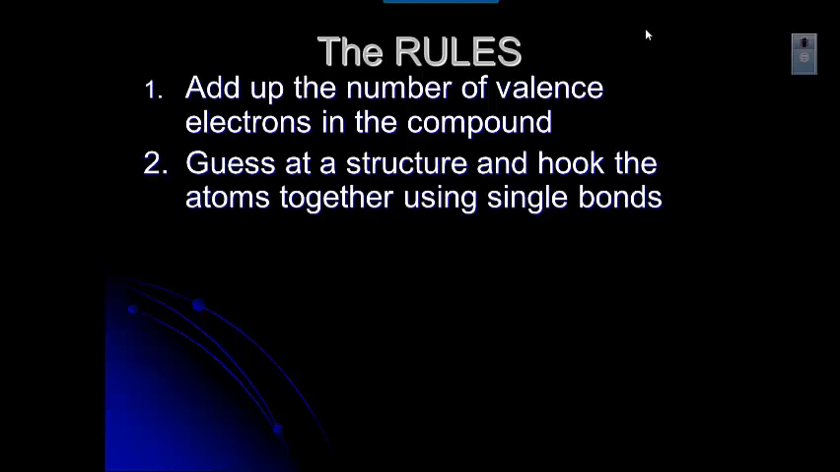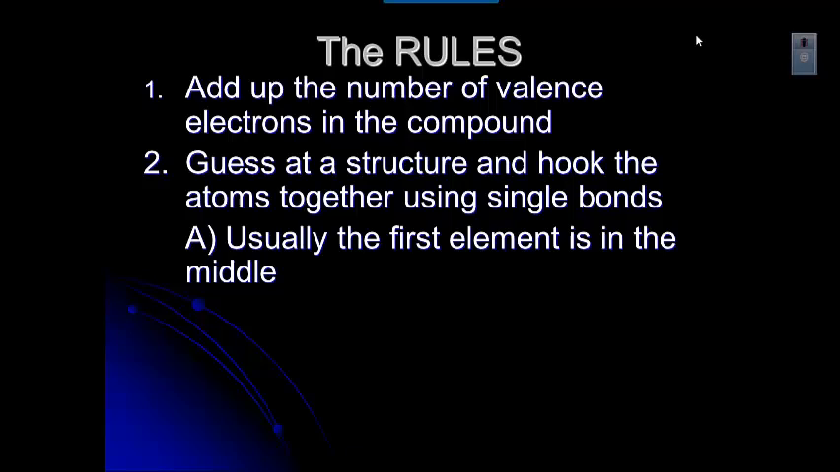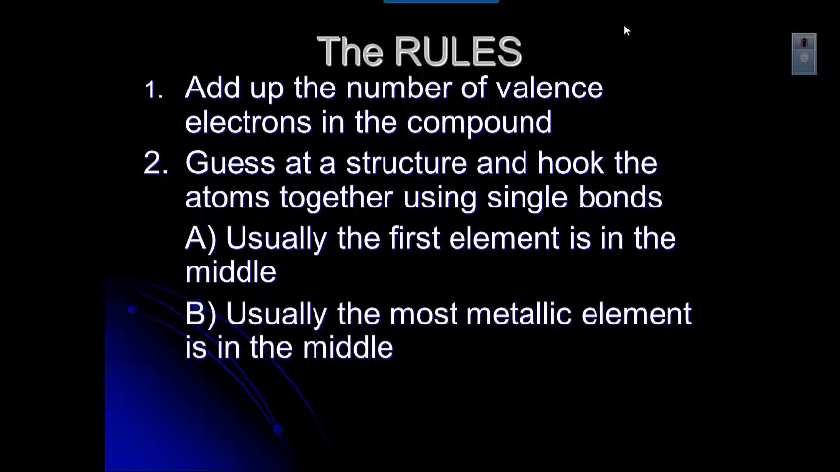We're going to guess at a structure and hook all the atoms together using single bonds. Remember we talked about the fact that a single bond is just a little straight line, and that's a shared pair of electrons. Usually the first element in the formula is in the middle, and usually the most metallic element is in the middle. And if you think about what might be more metallic, think about the way the periodic table goes. The nonmetals are to the right, the metals are to the left, the metalloids are on the stair-step line touching on a side. Things that are more left would be more metallic.